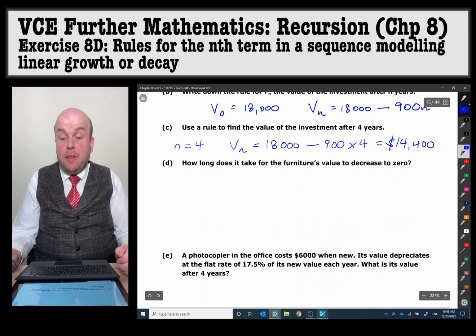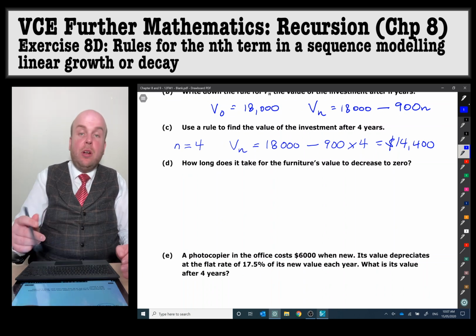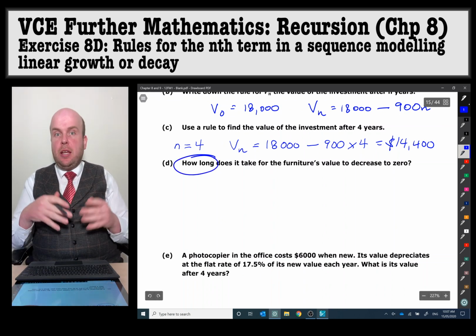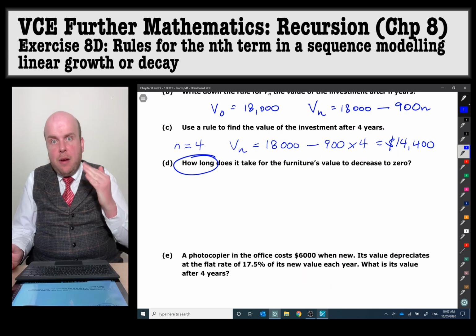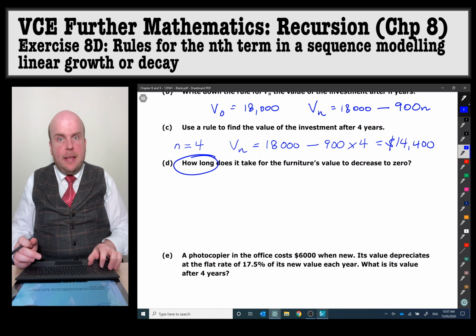How long does it take for the furniture's value to decrease to 0? So the word is how long. Now, unlike the previous question, which said you must use a rule to determine this, this is just asking you for how long. So I would use the sequences option on the CAS.